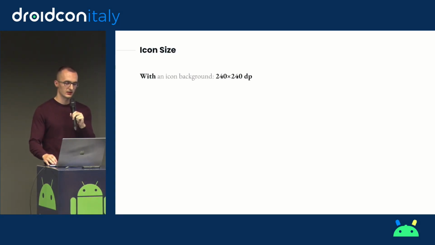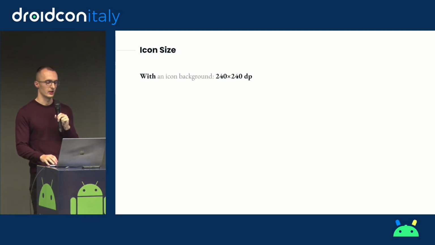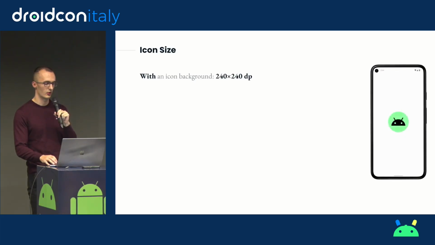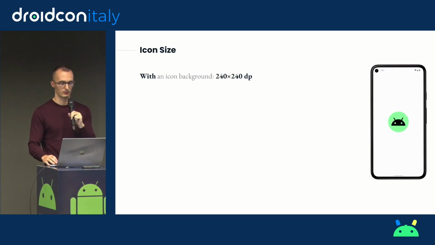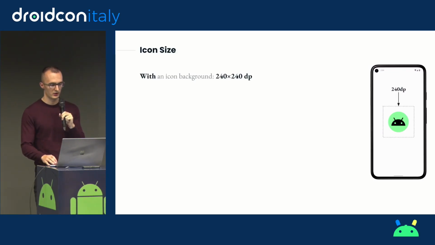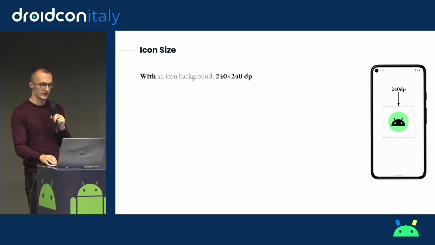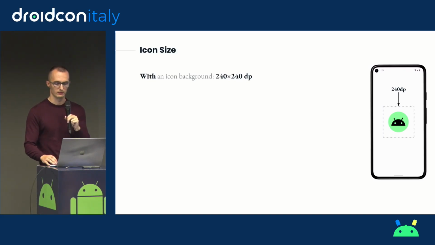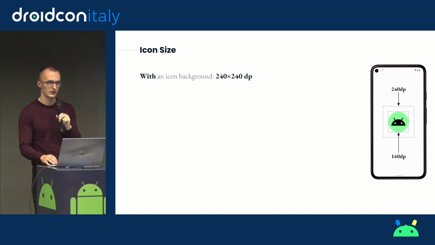When it comes to the size of the splash screen icon, we can have 2 scenarios. The first one is that our icon can have an icon background. If our icon has an icon background, the splash screen icon size is 240 dp. So we said that the 1/3 is reserved for the mask. This means that the actual icon size is going to be 160 dp.